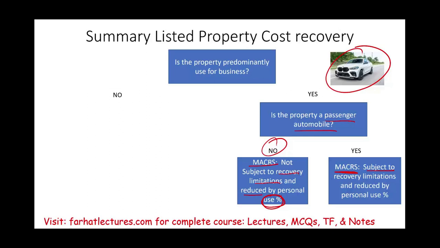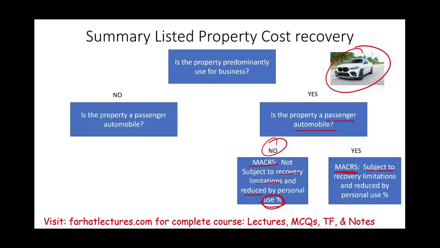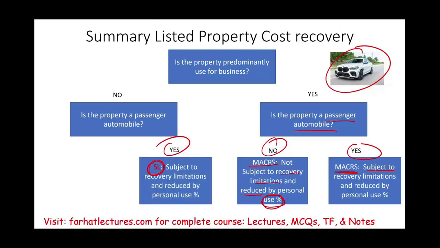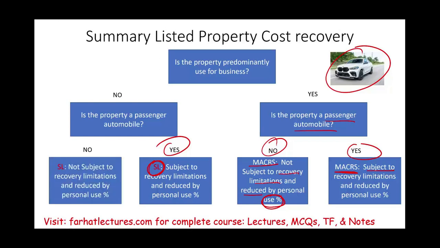Again, is the property mainly used for business? If the answer is no, then you ask yourself, if it's not mainly used for business, is this a vehicle? If the answer is yes, now you're dealing with a vehicle that is less than 50% used for business. What's the difference between this yes and the other yes? Under this yes, you would use the straight line method, again subject to the recovery limitation, just like MACRS, and reduced by personal usage. Here we are dealing with personal property used less than 50% and not a vehicle. If it's not a vehicle and it's not used mainly for business, use the straight line. We are not subject to any recovery limitation like an auto, and it is reduced by the personal use percentage.